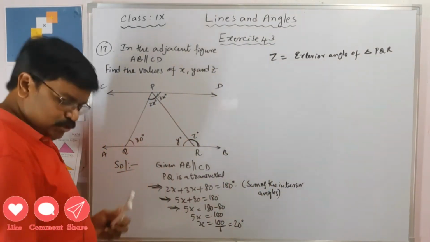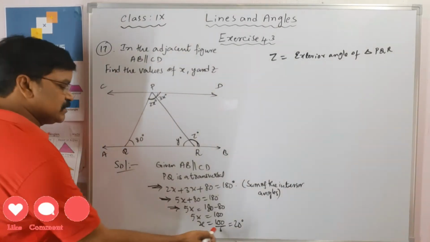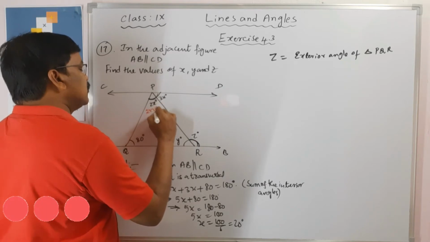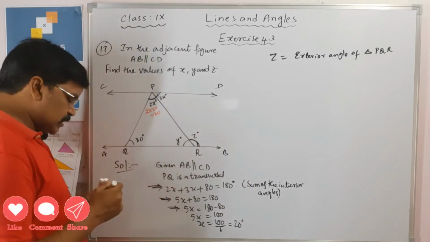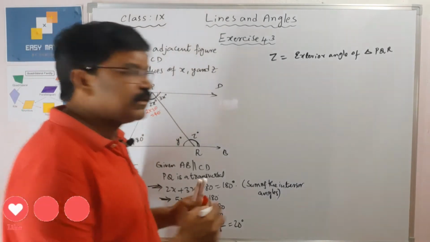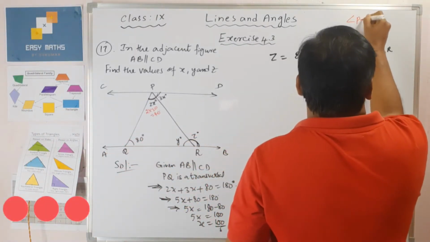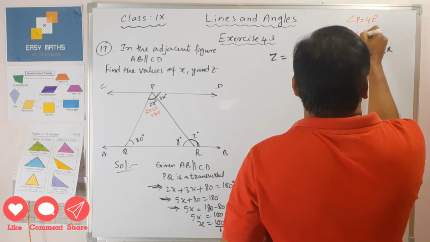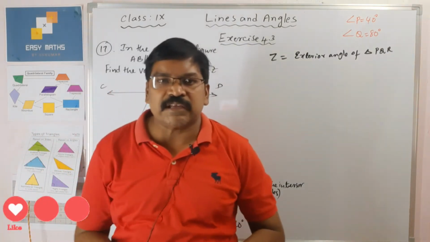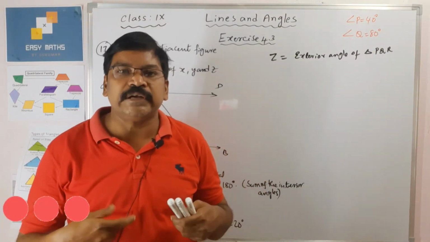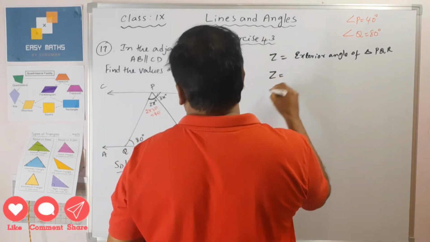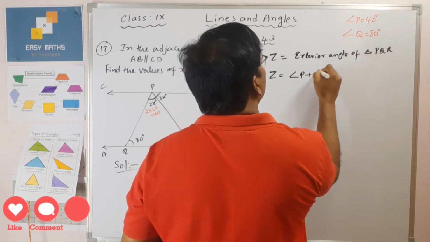That means actually here my dear students, x is 20 degrees. What about 2x? 2 times 20, that is 40 degrees. So this angle P is 40 degrees. Angle Q is 80 degrees. Let me write here. Angle P is 40 degrees and angle Q is equal to 80 degrees. Actually, the exterior angle of a triangle is equal to the sum of the opposite two interior angles. That means, my dear students, this Z is equal to angle P plus angle Q.